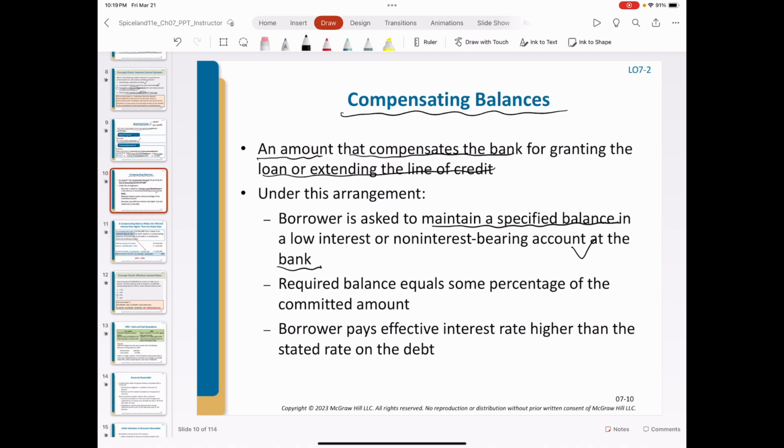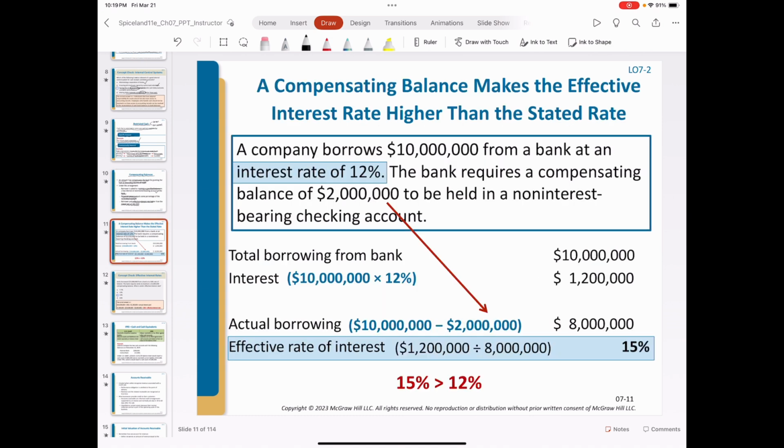This amount usually is a percentage of the total committed amount. Because of this, the borrower actually borrows less. This will increase the effective interest rate above the rate on the debt. This example provides a clearer illustration.